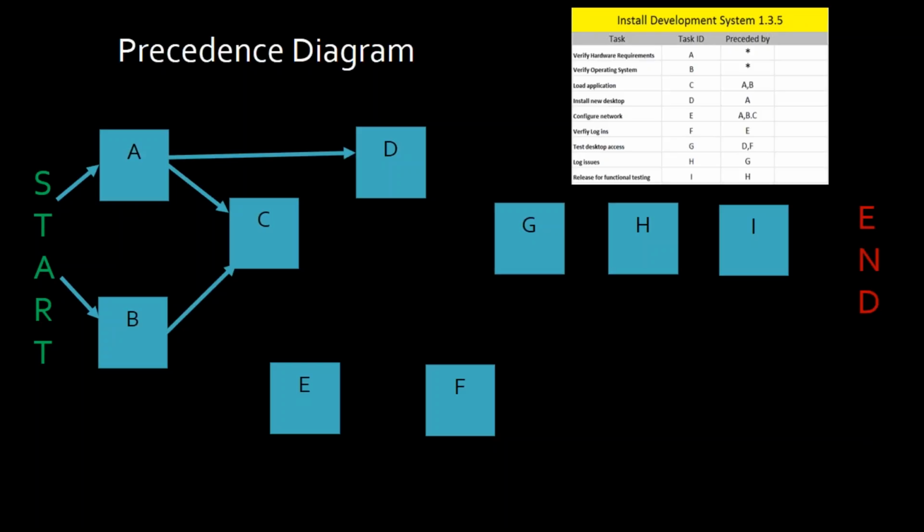Now let's go to E. E has 3 predecessors. So that means E can't start until A is done, B is done, and C is done. And I'm going to show you how that makes an impact on our schedule. All right, all these dependencies.